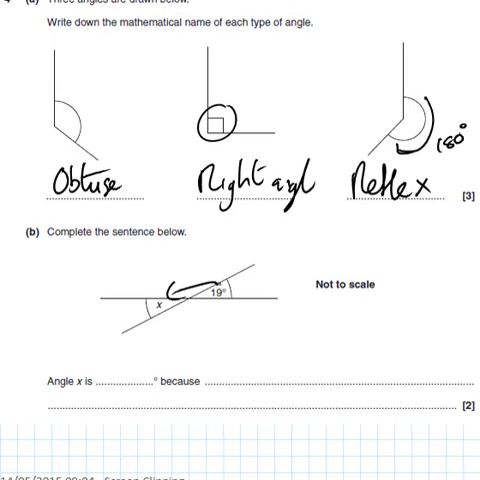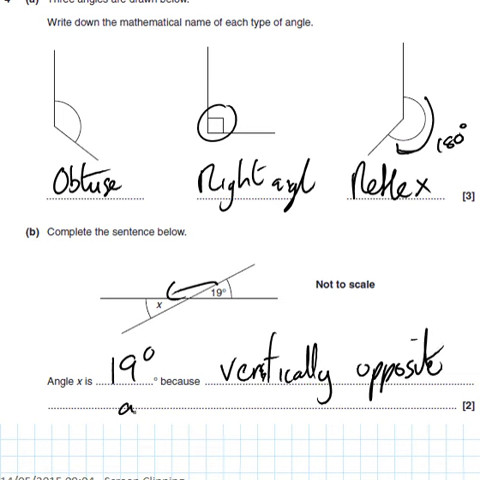Now here, these two angles are the same, so it's 90 degrees because it is a vertically, well, that's there, sorry, vertically opposite angle. So there's question 4 completed.